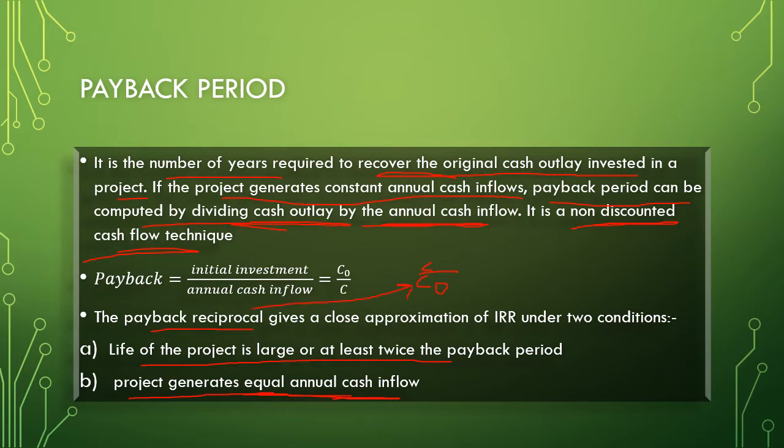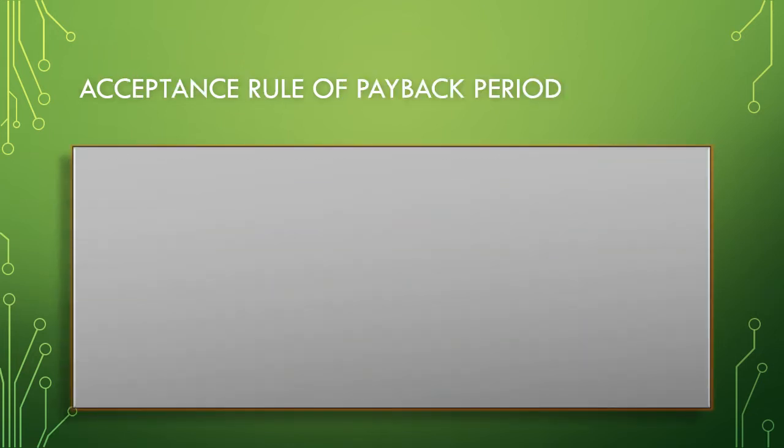So this is the payback period. It is the initial investment divided by the annual cash inflow. It is the number of years required to recover the original cash outlay invested in a project. Next, the acceptance rule of the payback period.